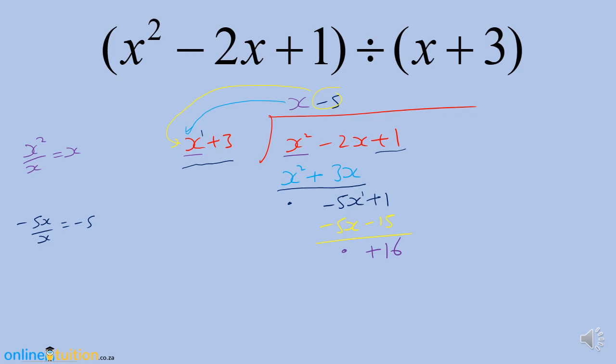Now, there's no terms involving x there. The order of this, remember, is x to the power 0, which is less than 1. So we stop, and that's it. We are now complete with our long division. But what have we proved?